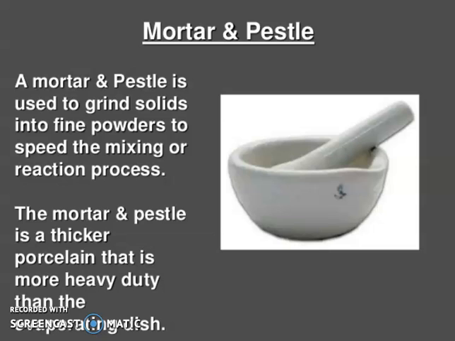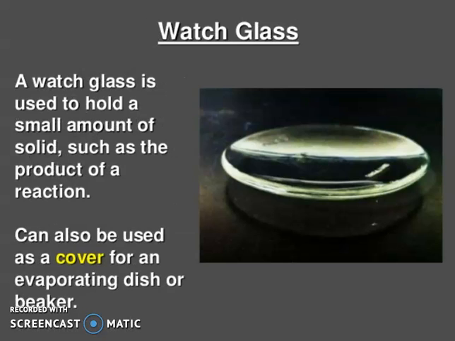So, mortar and pestle. My friends, a mortar and pestle is used to grind solids into fine powder to speed the mixing or reaction process. The mortar and pestle is thicker porcelain that is more heavy duty than the evaporating dish. So now last is the watch glass. A watch glass is used to hold a small amount of solid such as the product of a reaction. It can also be used as a cover for an evaporating dish or beaker.